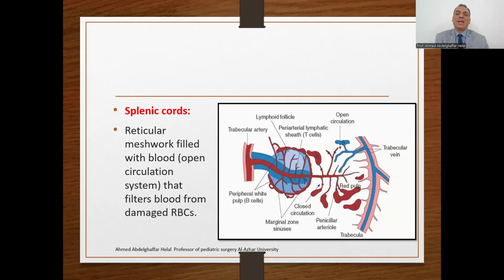And here the blood moves by an open circulation system. So the blood can move freely in these cords to be collected again by the sinusoids. This will help to trap the damaged RBCs, the malformed RBCs, inside the spleen.